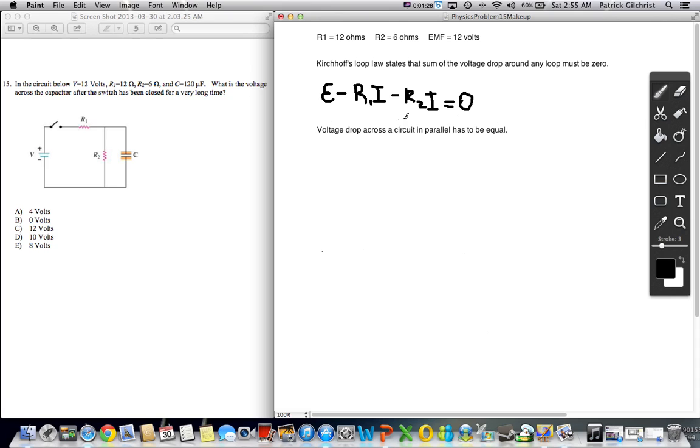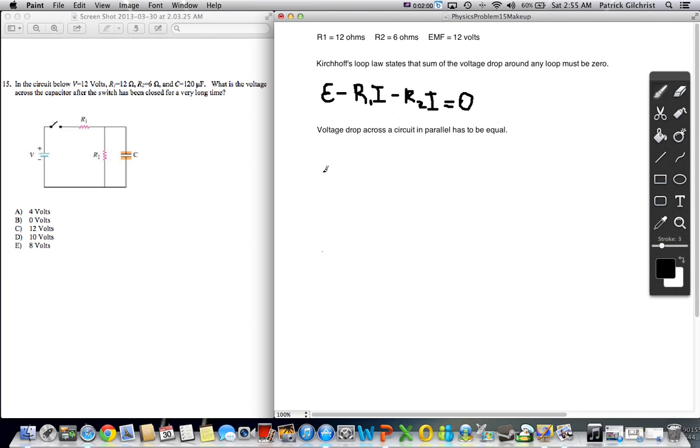But we also know that the voltage drop across any circuit in parallel has to be equal. That means that the voltage drop of R2 has to equal the voltage drop through C, or the potential difference between this point and this point is the same. Therefore, we really want to solve for the voltage drop through R2. So first we need to find I.